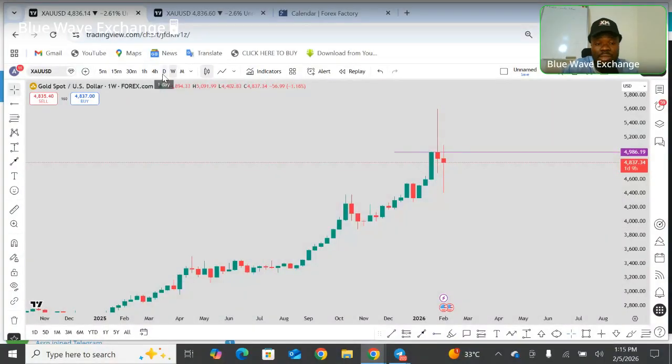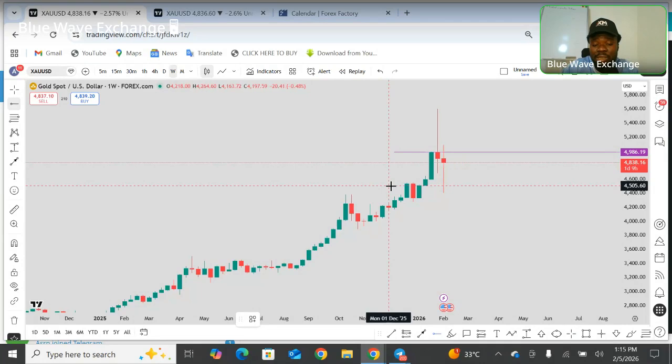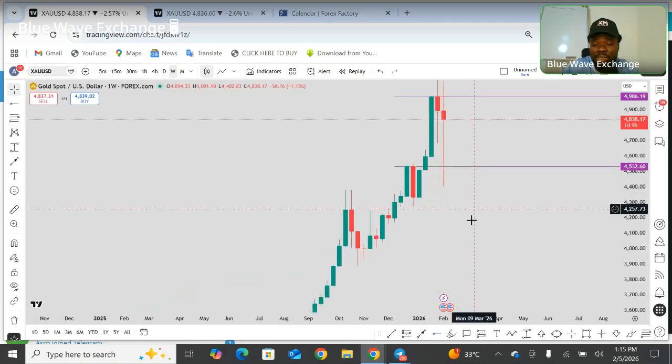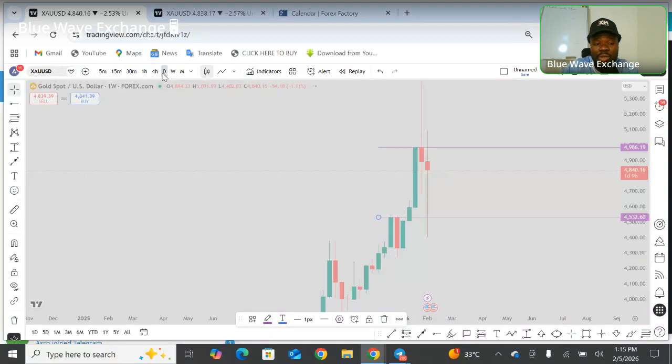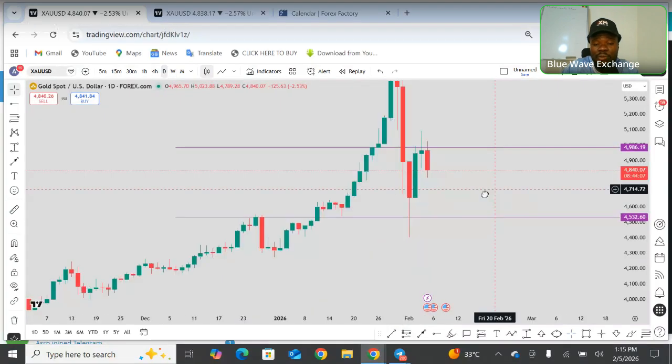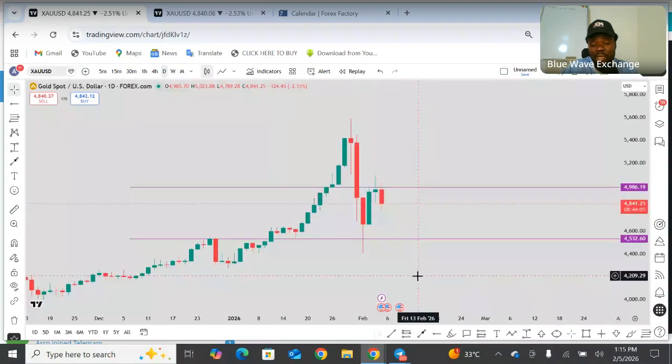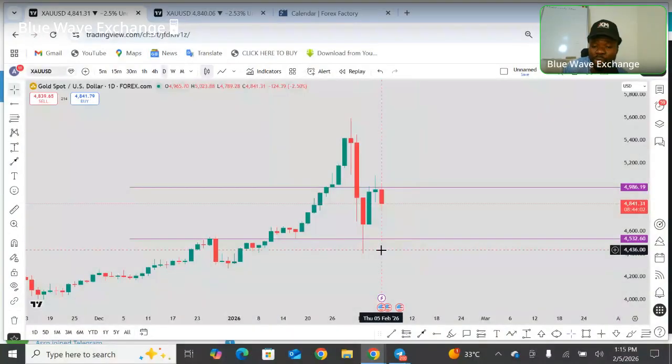So if price is moving down, it's going to get rejected over here. We are going to see rejection at this point. If you move to the daily time frame as well, this is how it's looking. So let's read the candles. It's very important we read the candles. If you watch, this candle closed bearish.